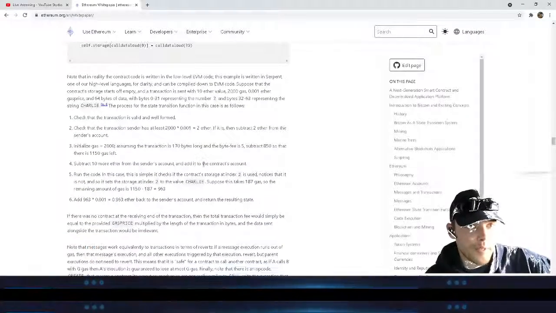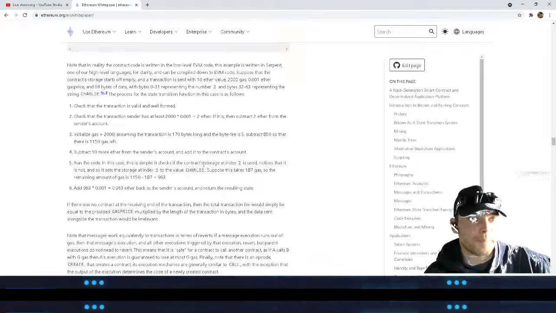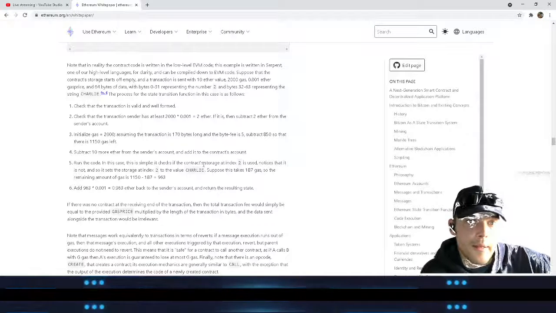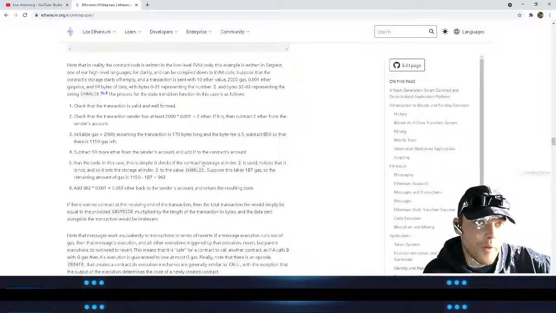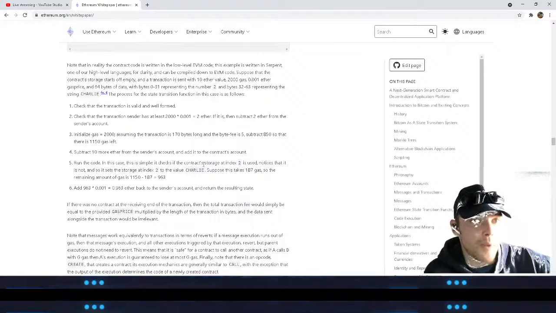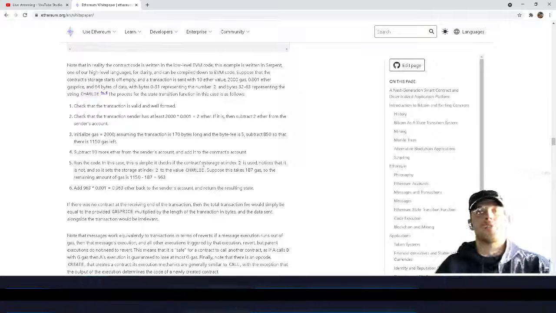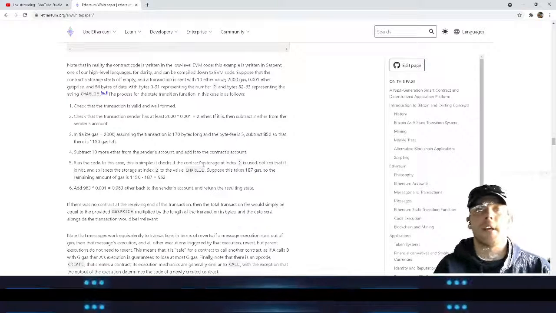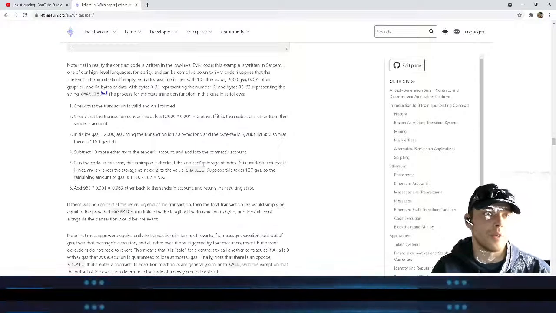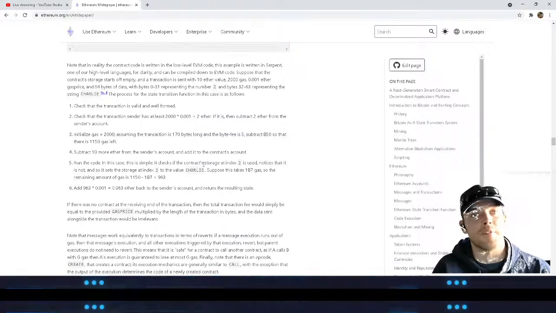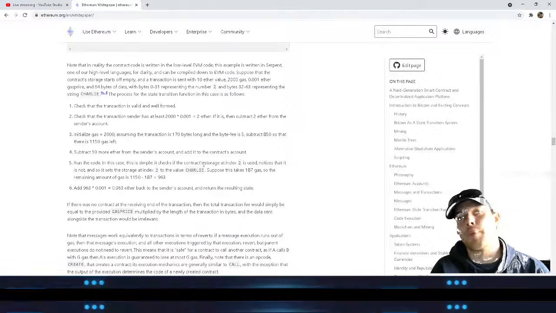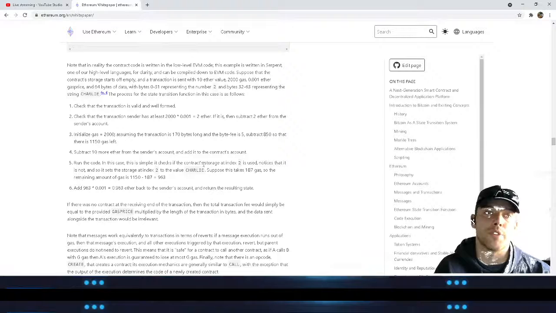Note that in reality the contract code is written in the low-level EVM code. This example is written in Serpent, one of our high-level languages, for clarity, and can be compiled down to EVM code. Suppose that the contract storage starts off empty and a transaction is sent with 10 ether value, 2000 gas, 0.001 ether gas price, and 64 bytes of data, with bytes 0 to 31 representing the number 2 and bytes 32 to 63 representing the string.